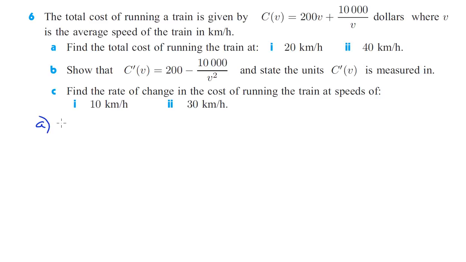Okay, so for A, this is really actually A, part I. Let's make that look a little nicer. Okay, so A part I, we've got 20 kilometers an hour, so that's really 200 times 20 plus 10,000 over 20. All right, so that's going to be what, 40,000, right? Because you've got, no, just 4,000.